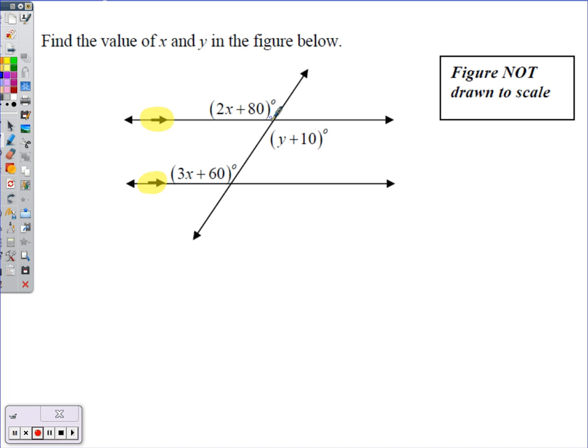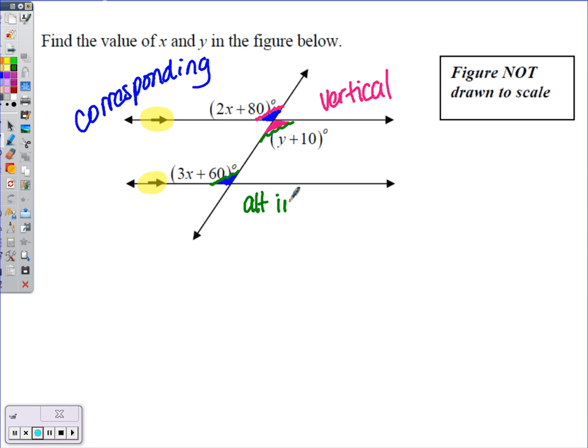And sure enough, this 2x plus 8 angle is going to be congruent to the 3x plus 60 angle because they are corresponding angles. In addition, the 2x plus 8 angle is going to be equal to the y plus 10 angle because they are vertical angles. And also the 3x plus 60 angle and the y plus 10 angle are going to be congruent because of alternate interior angles. So we got a lot of stuff that's equal.